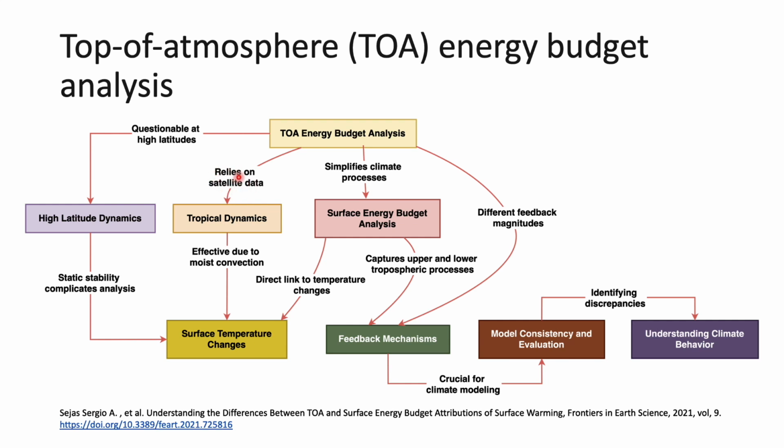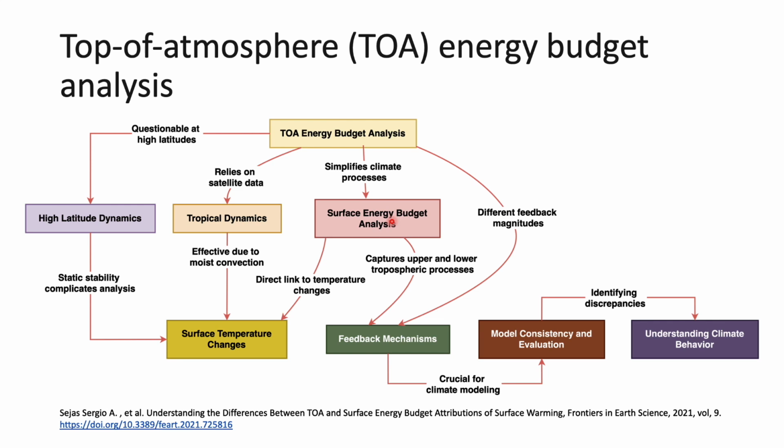So if you have reliable satellite data, then we can find out the tropical dynamics, and the effects due to moist convection also can be measured. Then we can easily find out the surface temperature change. Once we know the surface temperature change, then we can use it for the total energy budget analysis. And the next one is the surface energy budget analysis.